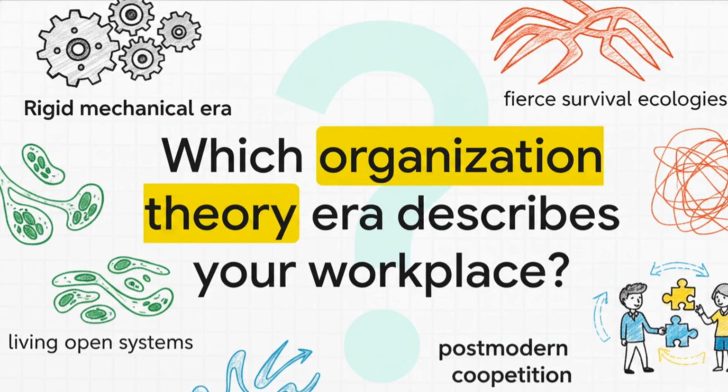So, we've journeyed from the rigid mechanical era through living open systems and fierce survival ecologies all the way to postmodern co-opetition. Reflect for a moment. Which era of organization theory best describes your workplace right now? Are you in a highly structured Stage 1 bureaucracy where every minute is measured? Or a chaotic Stage 4 network of co-opetition?